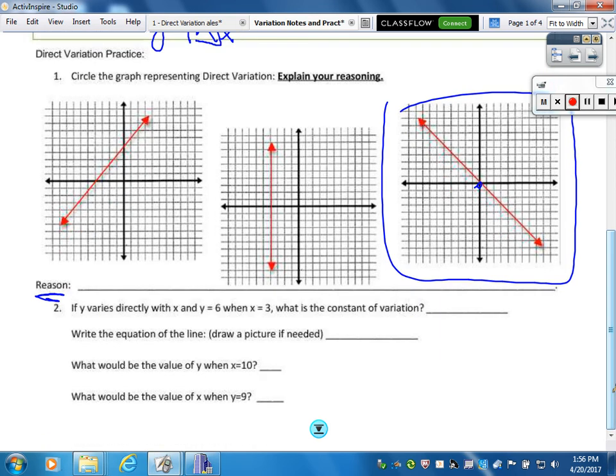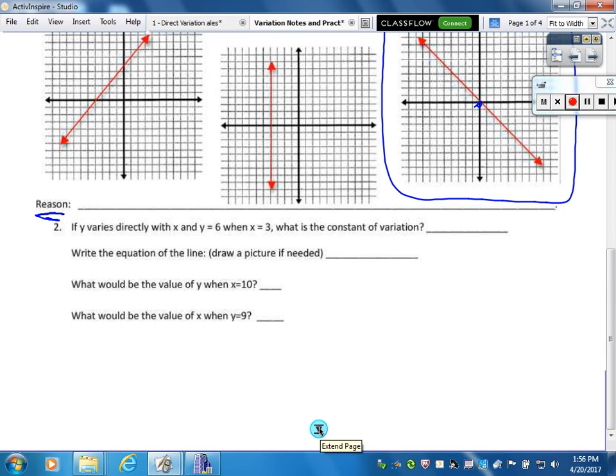Let's try another problem. If y varies directly with x, and y equals 6 when x equals 3, what's the constant of variation? So let's make a table just like we were looking at before. So we know it's varying directly. That tells us we can follow this pattern. I've got a 3 for my x, a 6 for my y. I notice that just got twice as big. So my constant is multiply by 2.